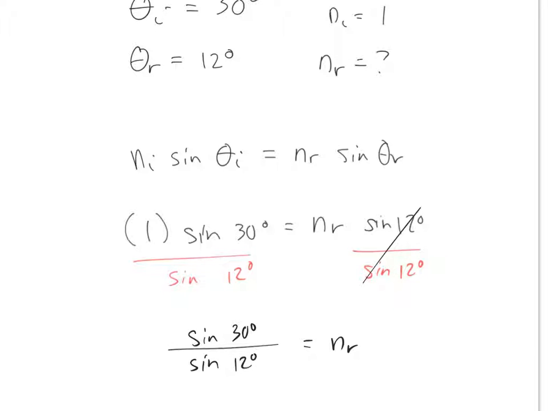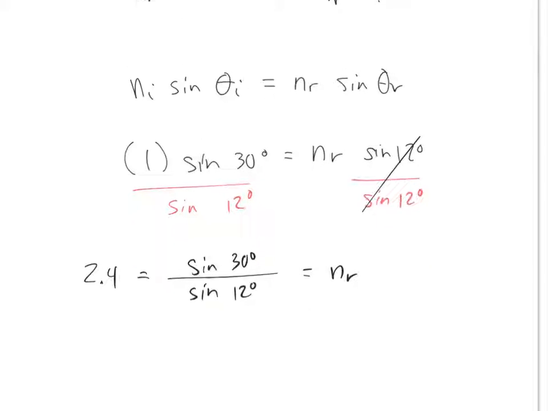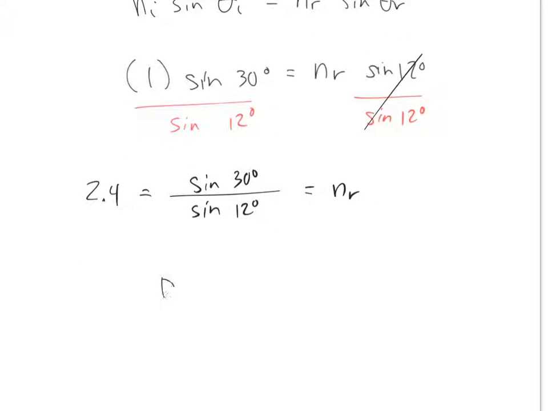We start with Snell's law right here. We plug in our givens. We start from air at an angle of 30 degrees. We don't know what we're going into. It bends at 12. We get this value of n_r, which is 2.4. If we go to our table, 2.4 is closest to diamond. That would be the material based on that n value of 2.4.